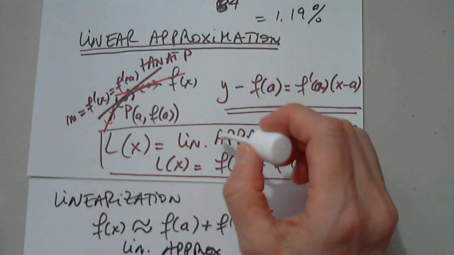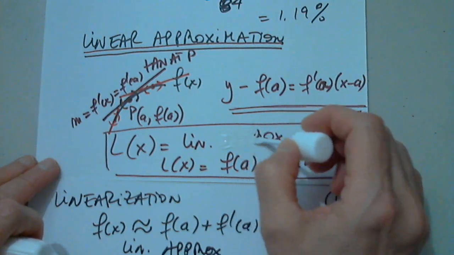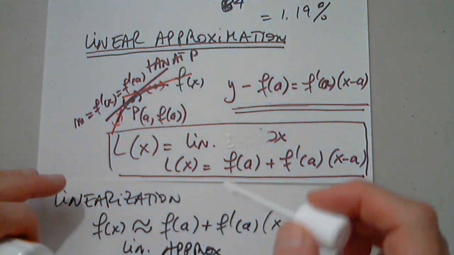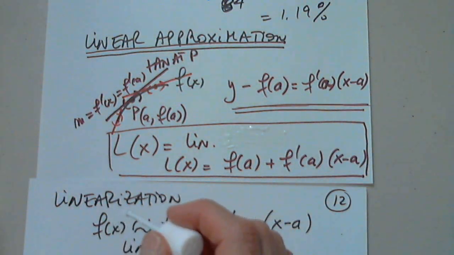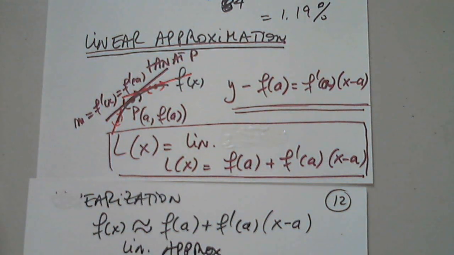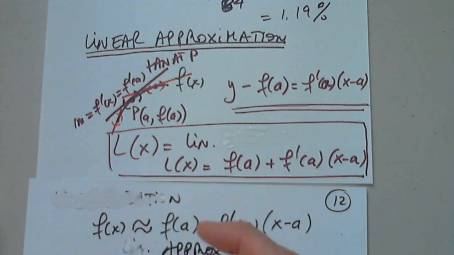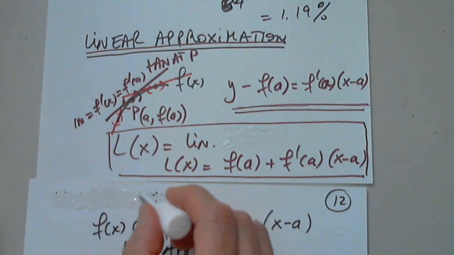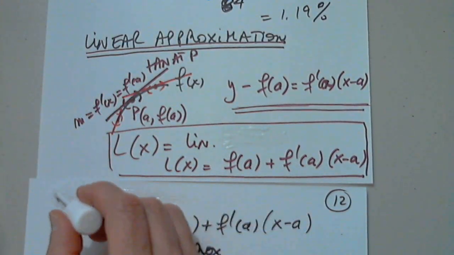Never rush. I'm trying to get to 3.9. I have to get to 3.9. Okay, linear approximation. I'm going to erase this too. So this is the linear approximation, and this is the linearization, of course. That's why it's the approximation, linear approximation.